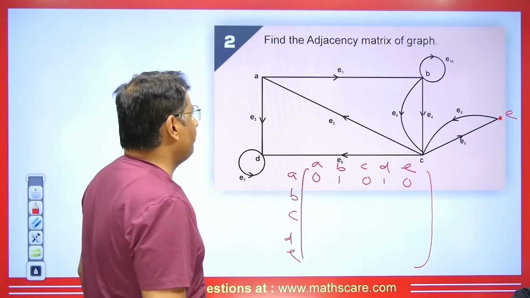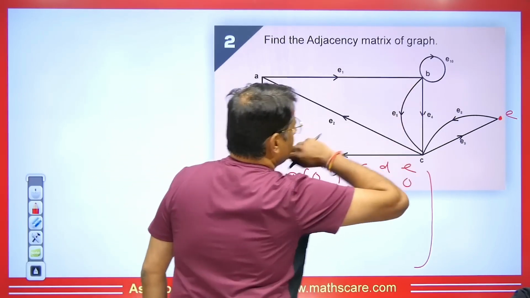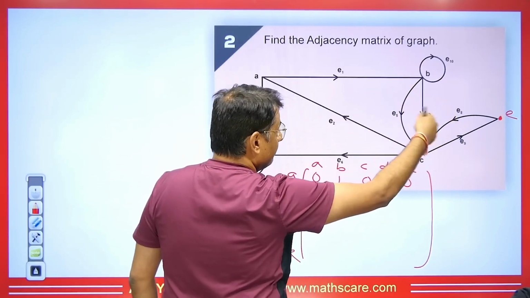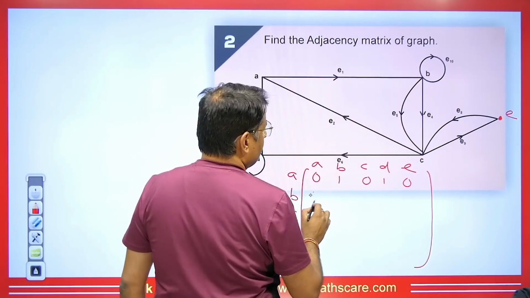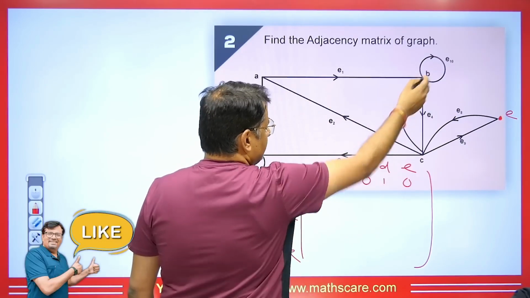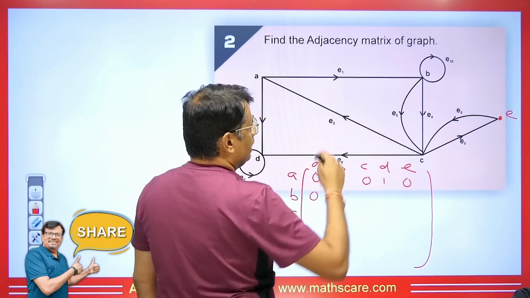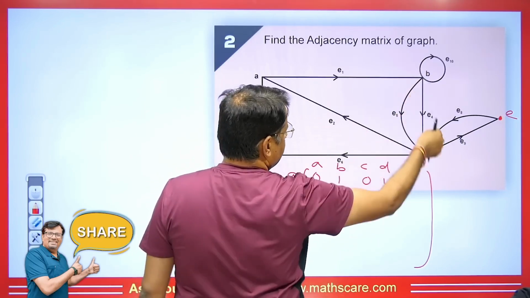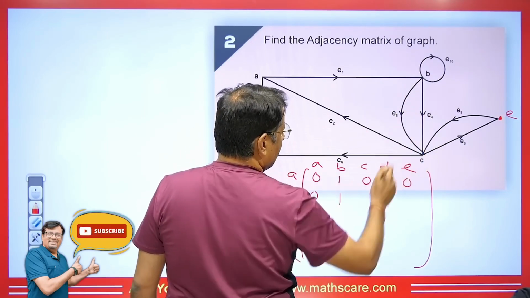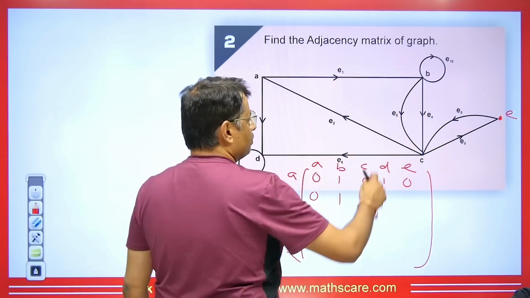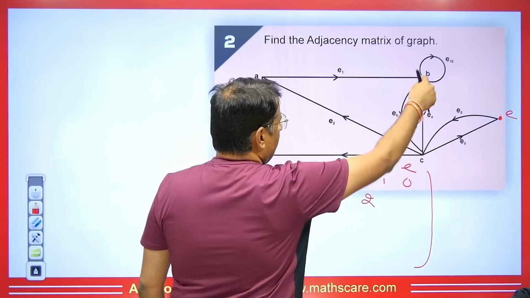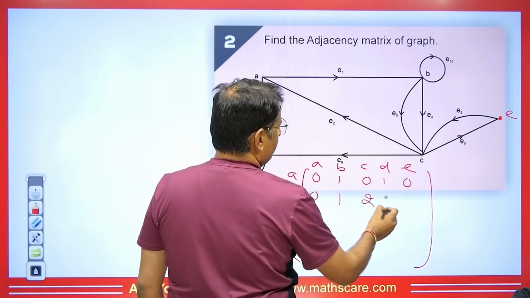Now, let's talk about B. Where is B going? We have B going over there. B is not going to A, so it will be 0. B is going to itself, it is making a self loop, so it will be 1 here. B is going to C twice, so we will write 2 here. You need to pay attention to this. It is going twice. Now B is not going to D, so we will write 0 here. It is not going to E, so it will also be 0.